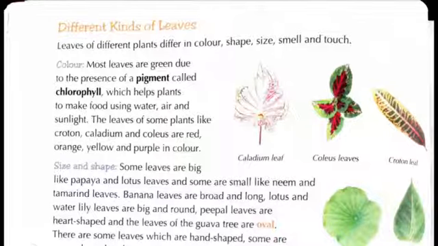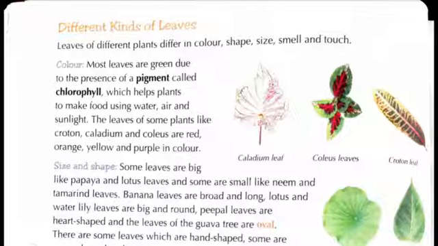So, according to the paragraph, students, leaves contain a pigment called chlorophyll, which makes the leaves green in color. As you have seen, students, most of the leaves are green in color, right? This is all because of chlorophyll. So chlorophyll helps the plants to make food using water, air, and sunlight.